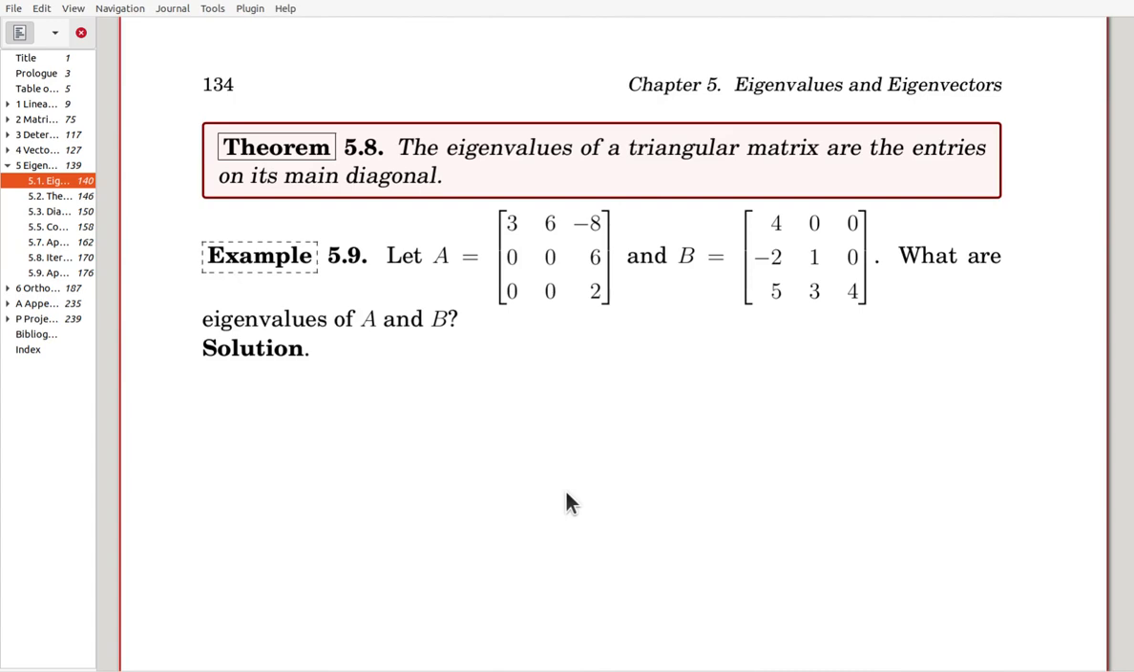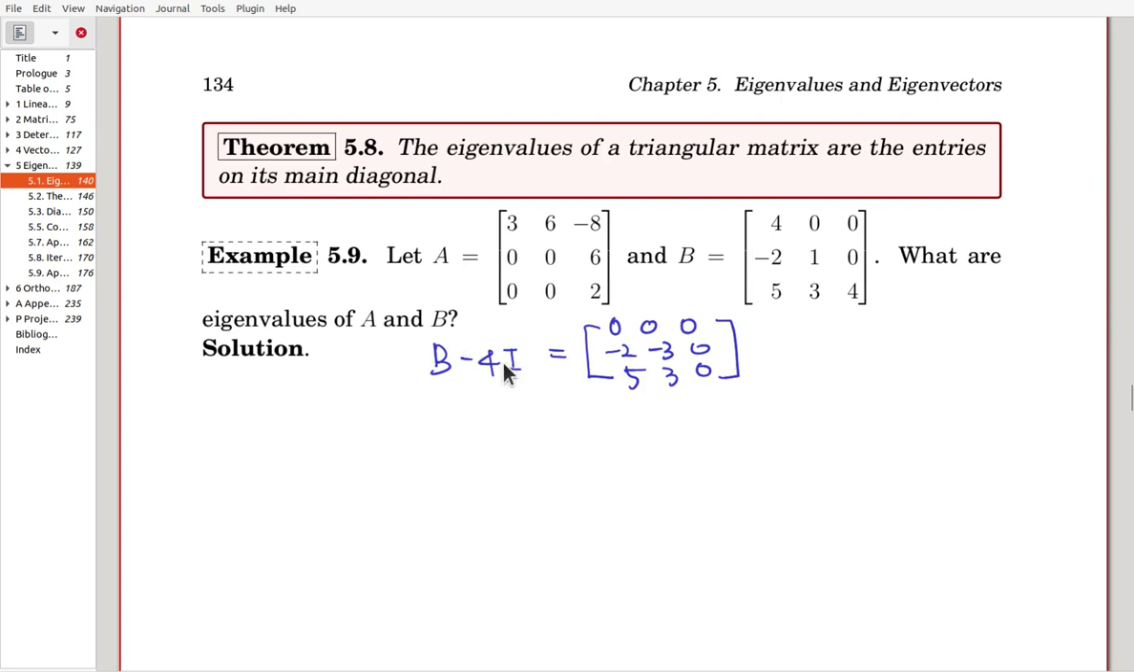The eigenvalues of a triangular matrix are the entries on its main diagonal. When we try to get the eigenvalues for this example, B, think about this one: the first row is 0, 0, 0, and then minus 2, minus 3, 0, and 5, 3, 0.